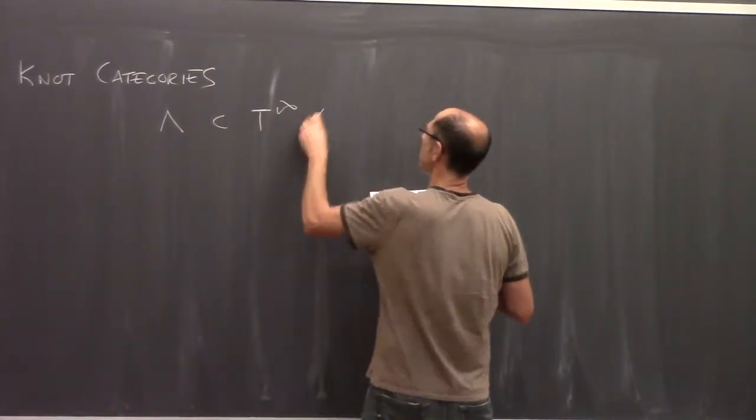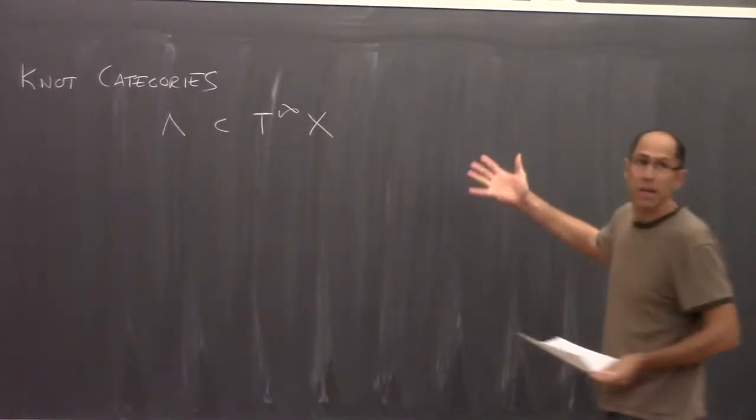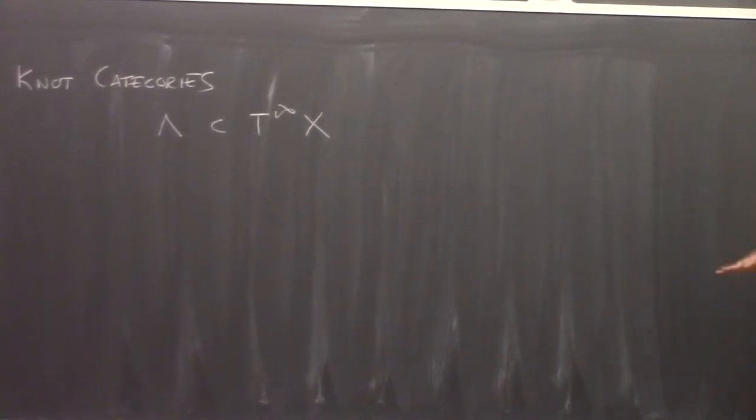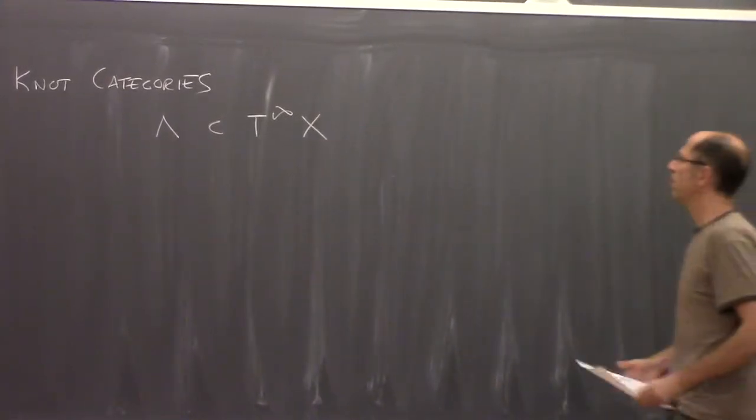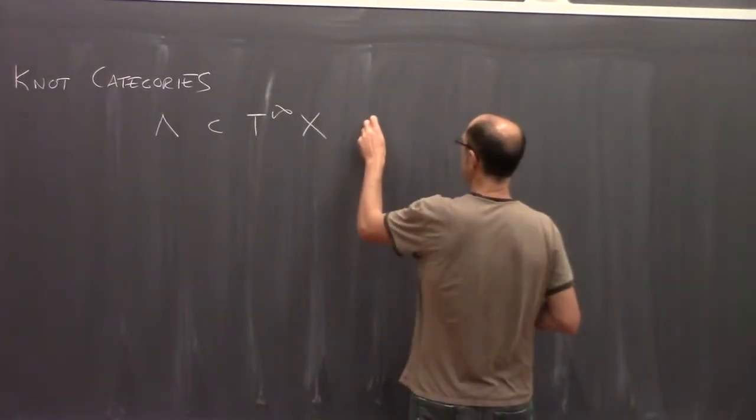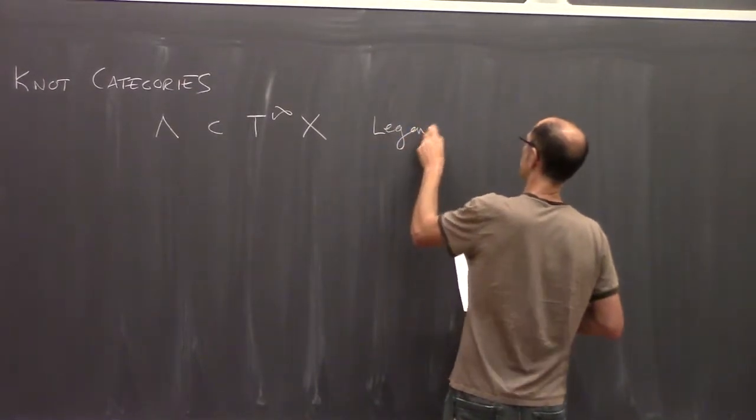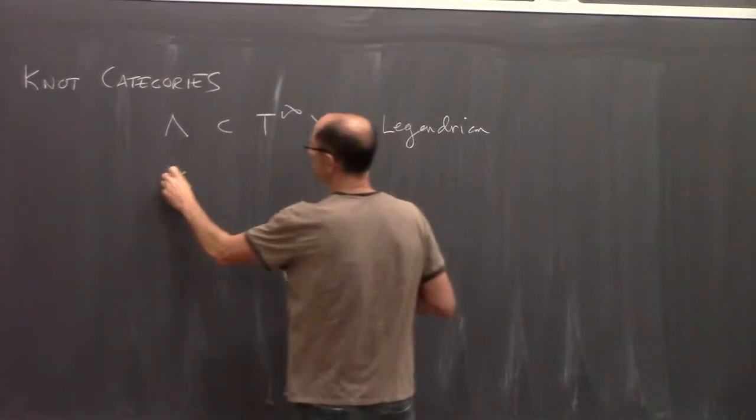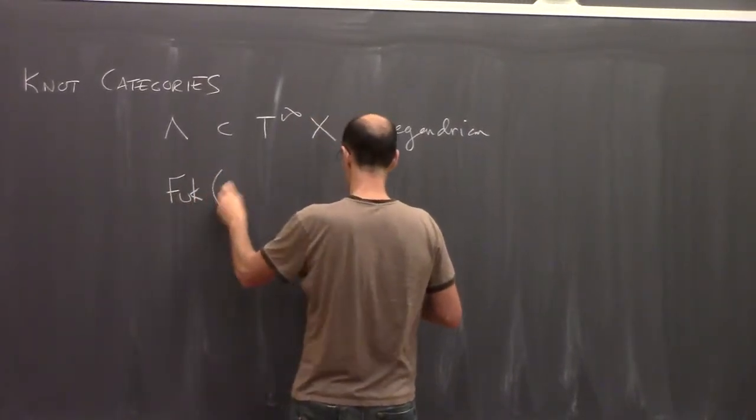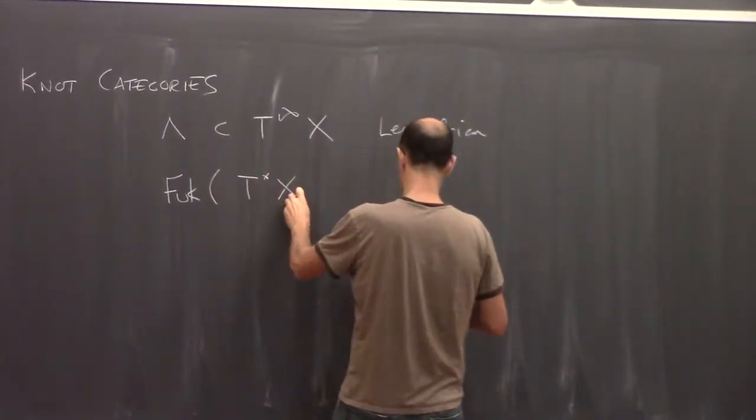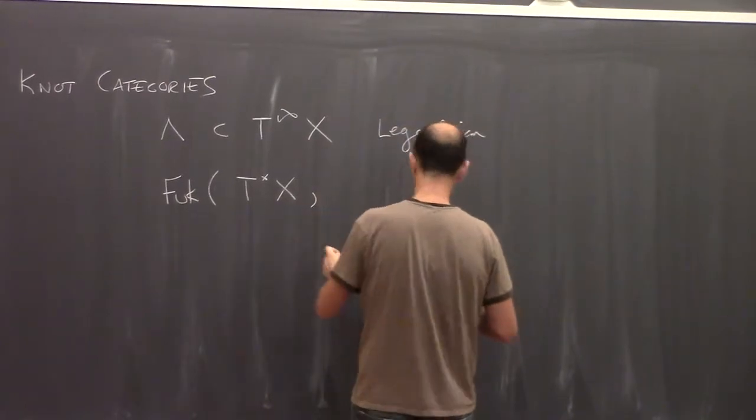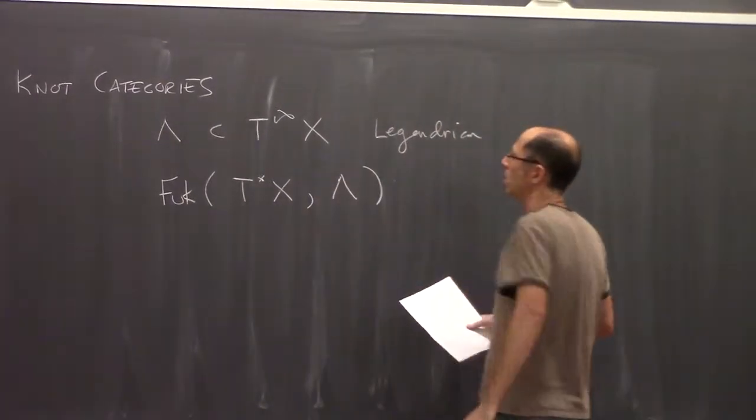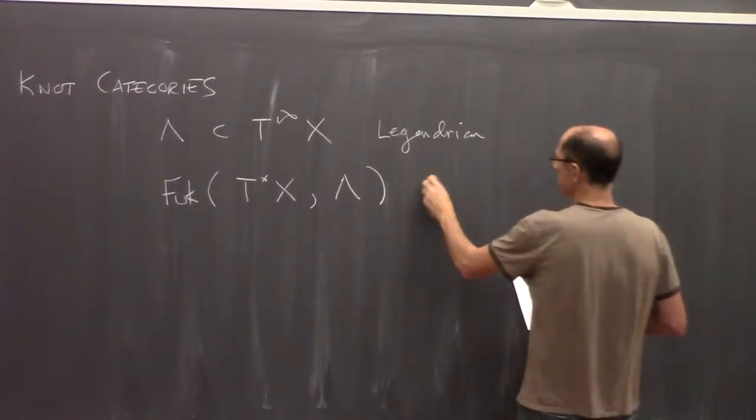We have a knot in what I call T infinity, which is the cosphere bundle, but we think of it as living at infinity of a manifold X, and this is Lagrangian in the natural contact structure. And we study the Fukaya category of the cotangent bundle of X with boundary in the Lagrangian.